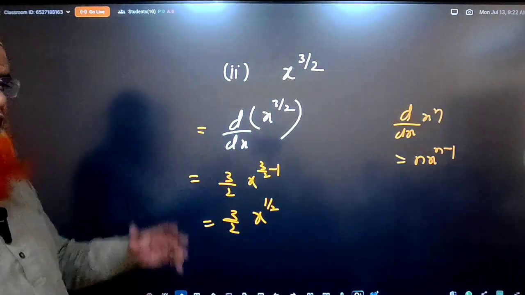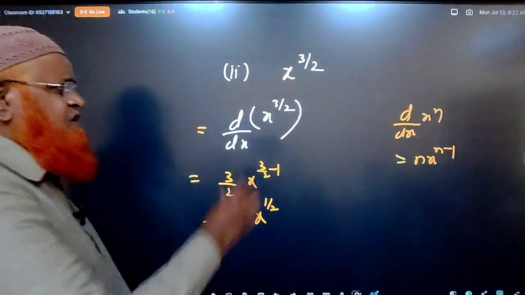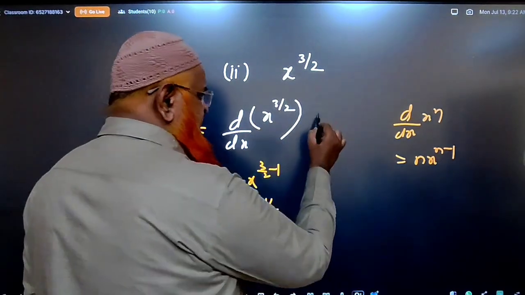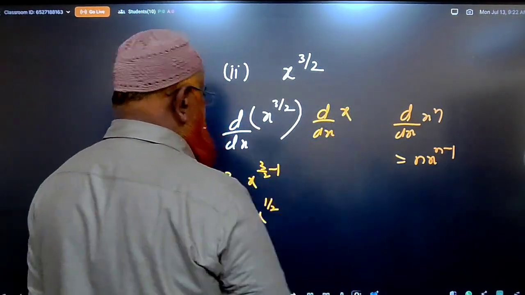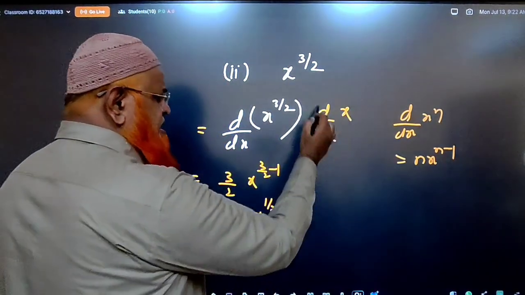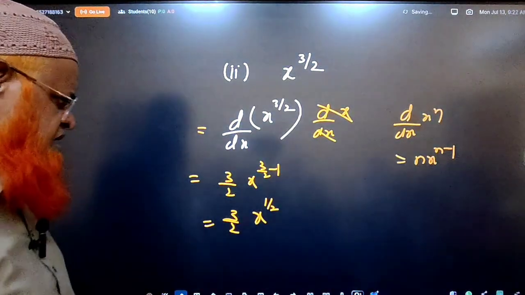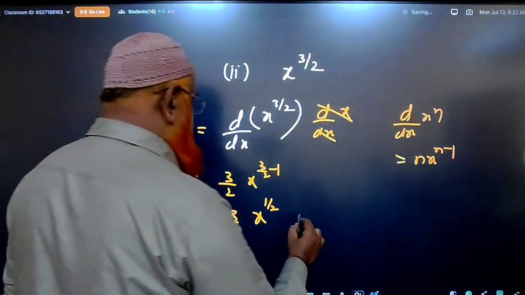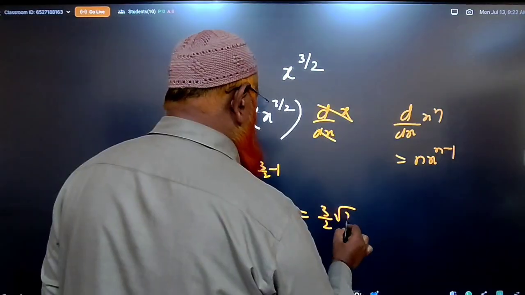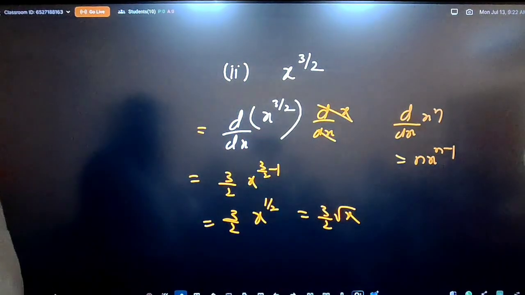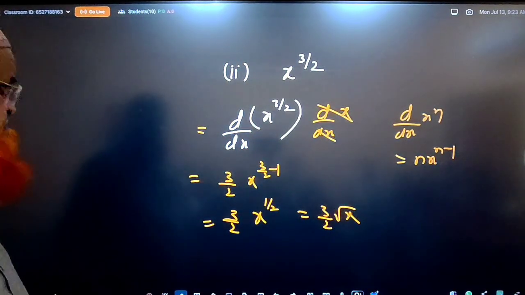So after that, here also you have to differentiate in two layers. One is with power, you have to differentiate. Again, you have to differentiate x separately, the single variable. Then here it's going to be 1. That's why I didn't take that one. I have written it like this. So this can also be written as 3 by 2 root x, because something power of 1 by 2 is going to be root x here.